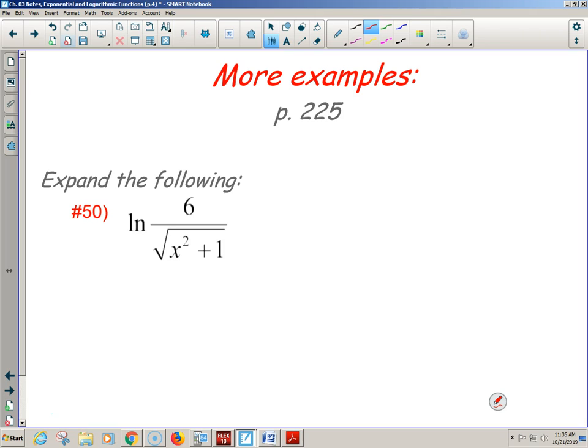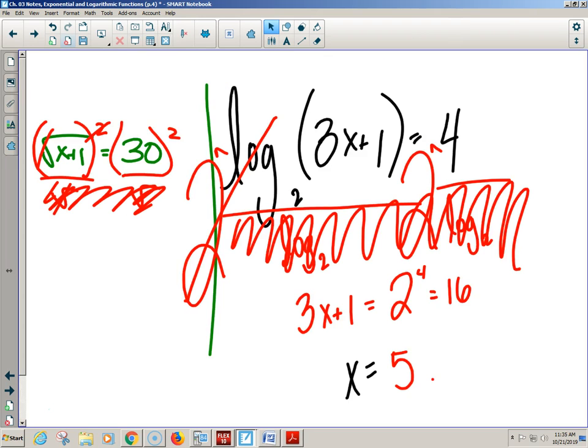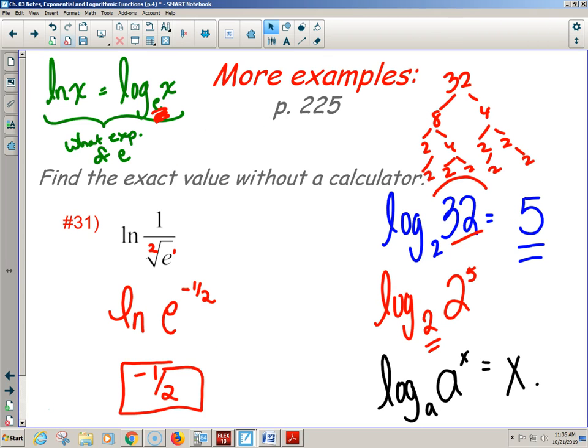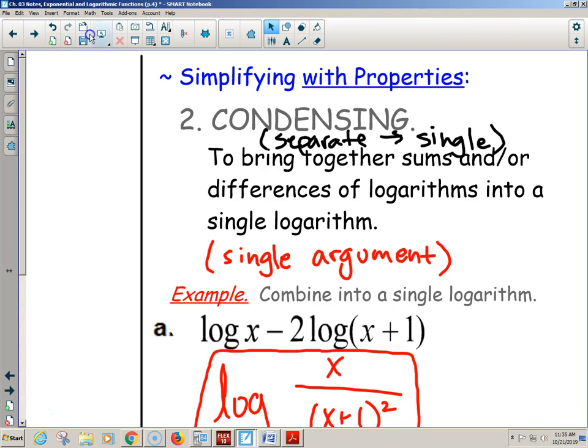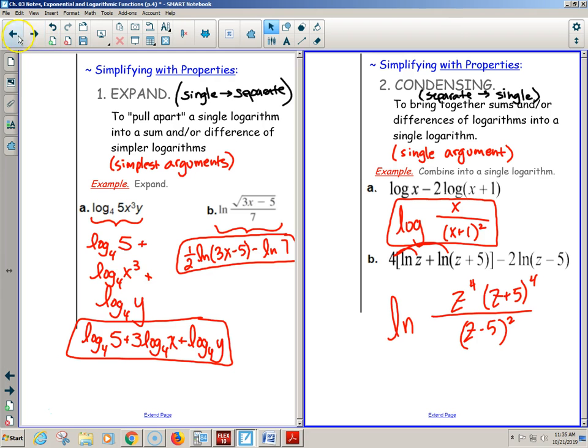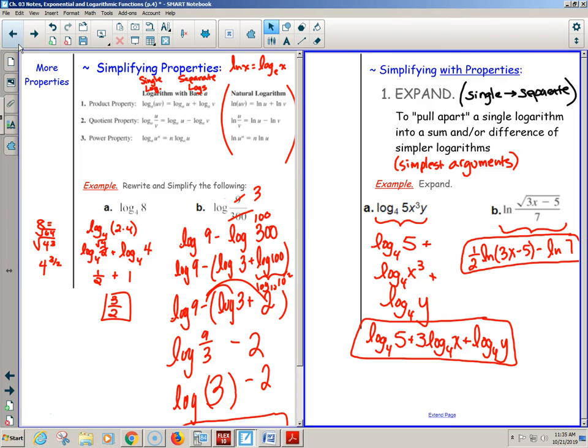Expand. That works. So, just real quick, for those that were gone last week, quite a few were gone on Friday. Caitlin, I think she's watching the videos. I've heard from her a couple times. But the rest of you, there were two things that we learned on Friday: expanding and condensing. Those formulas, those properties that some of you took a picture of, and I showed you earlier. There was a single side and a separate side.